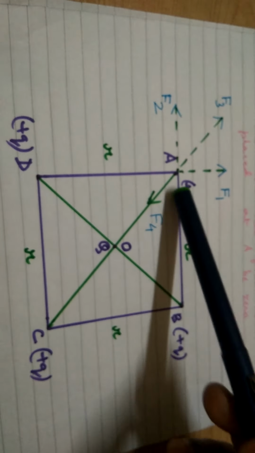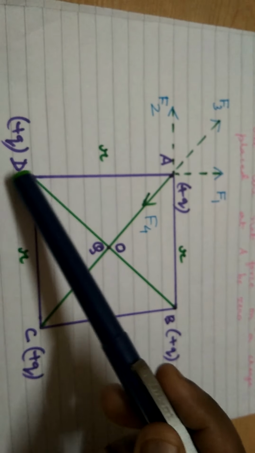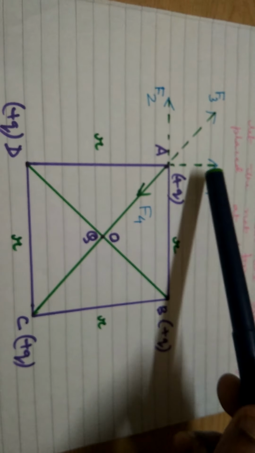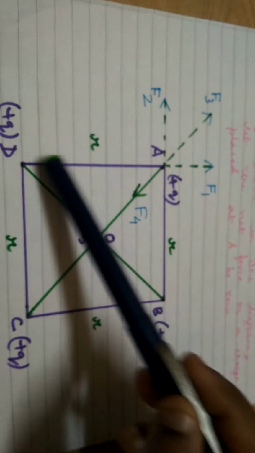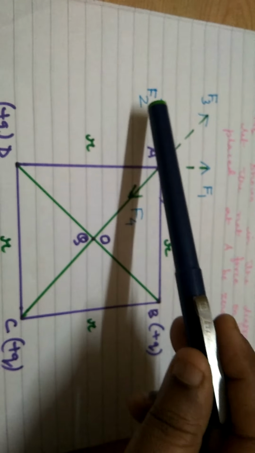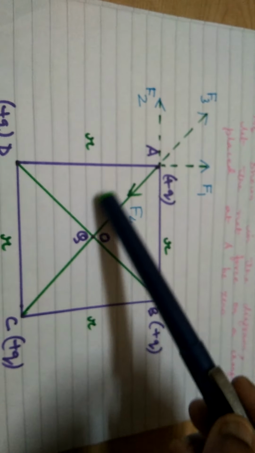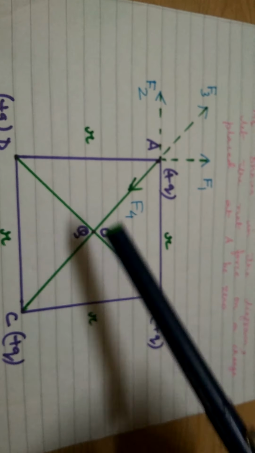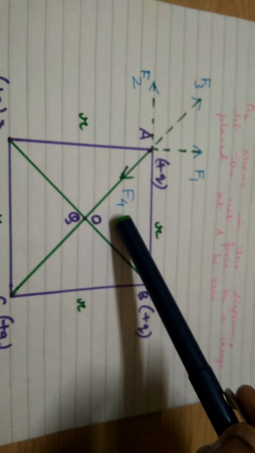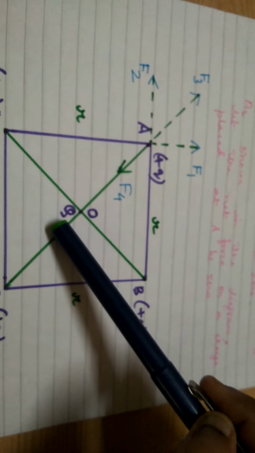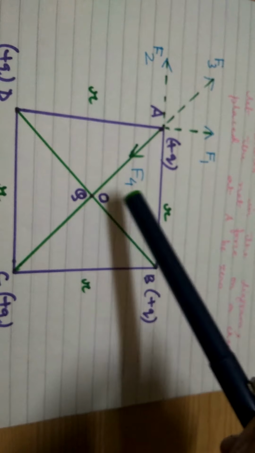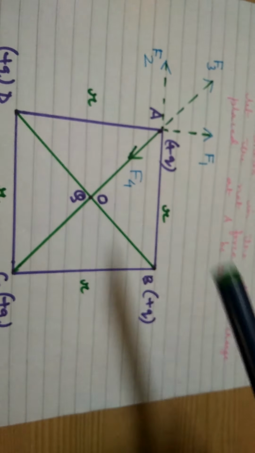What are the forces acting at the point A? There will be a force due to all the individual charges. So F1, that is due to this charge, F1 repulsive, F2, F3 because of the charge at C, F4, this will be an attractive force due to this charge Q, because this charge has to be negative. All the four charges are positive, so this will be negative. Only then the system can be in equilibrium.